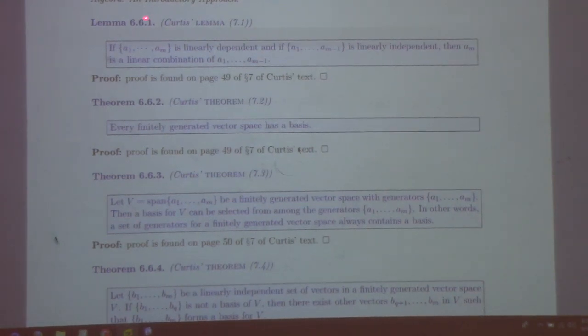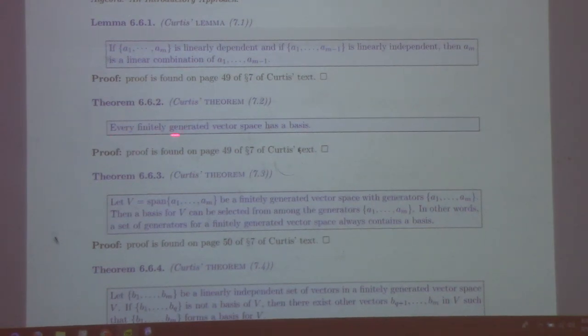But he has proofs of all of these, for example, this one: if that's dependent, then if you peel one off and it's linearly independent, what does that say? That says the thing you peeled off must be a linear combination of the things that were already there.